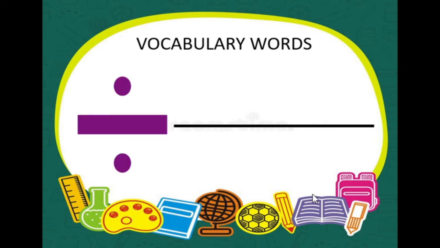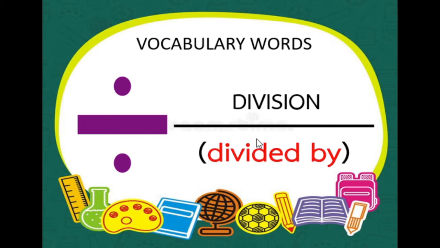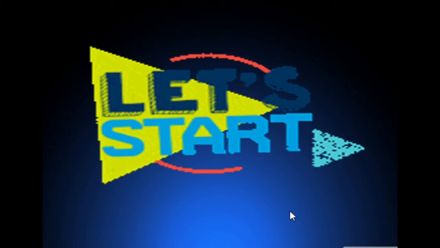Let's have the fourth vocabulary. When used with a symbol, this represents the operation division. D-I-V-I-S-I-O-N. Division. Okay, and if we use it in mathematical equations, we say divided by. Can you repeat after me? Say, please, divided by. Alright, good job.